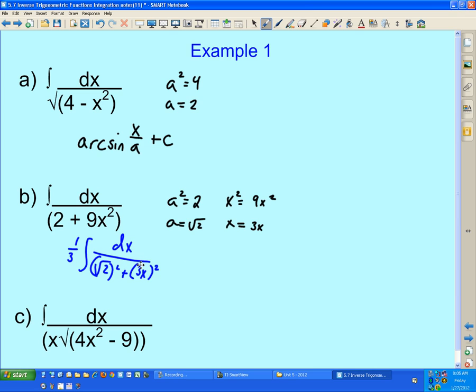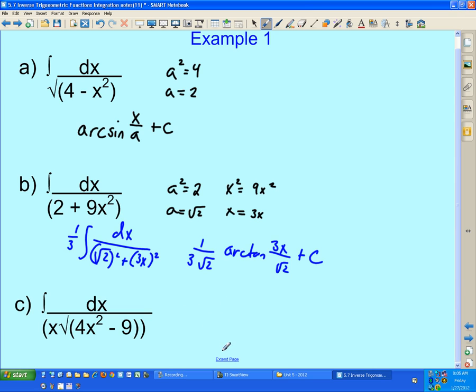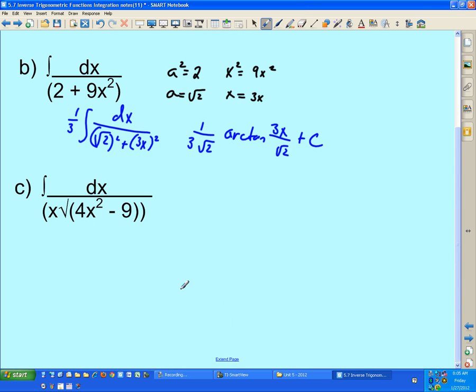So now this looks like arctangent because it's adding, and there's no real square root in this besides the root 2. So then I'm going to get 1/3, and then I multiply it by the a value, which is root 2, and then it's going to be arctangent of the x value, which is 3x, over root 2, and then you add on your c. And so it's just a matter of following our patterns that we saw up above, and we just need to look for them and try to figure out what we've got here.